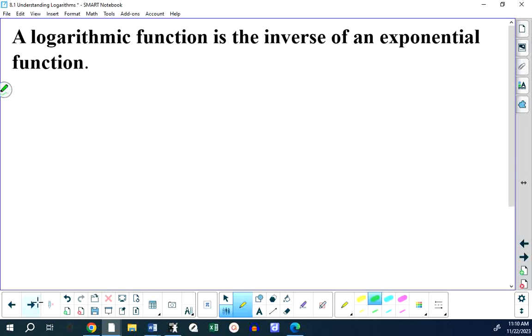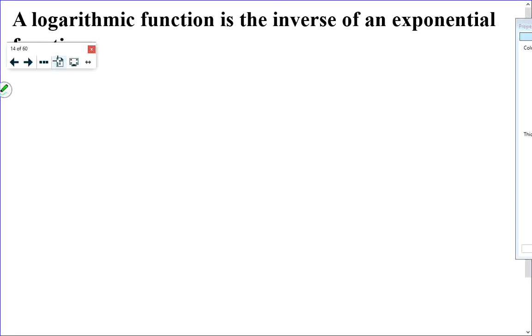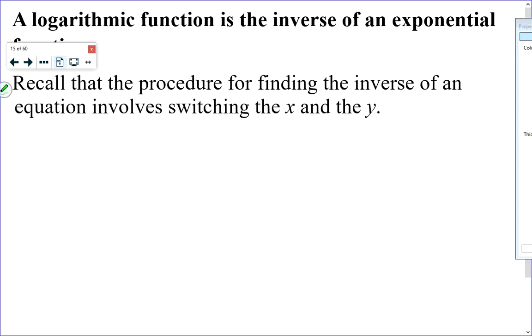So to begin with, we define a logarithmic function as the inverse of an exponential function. This inverse is the same thing we learned about in Unit 1. You switch x and y, and you get an inverse. So I want to do a bit of review here with you in terms of inverses of functions. To take an illustration here, and remember, you swap x and y to get an inverse.